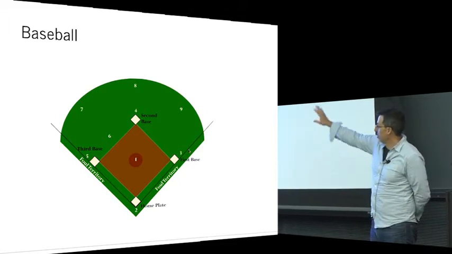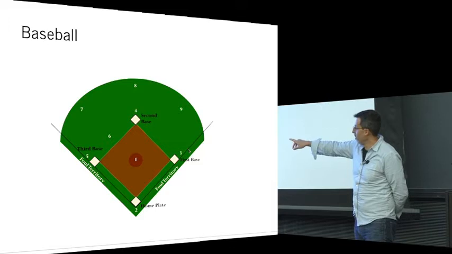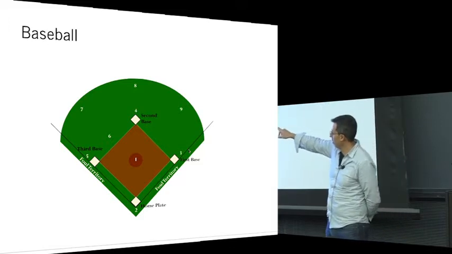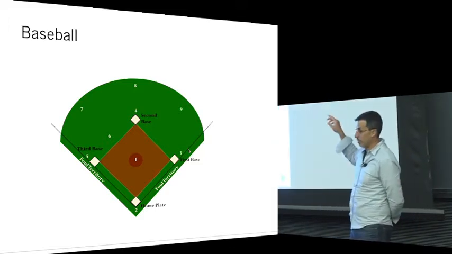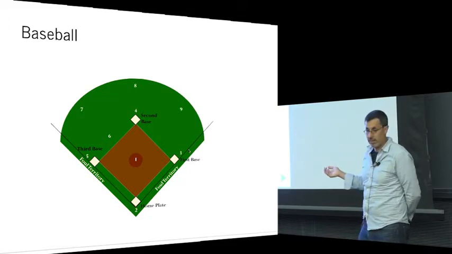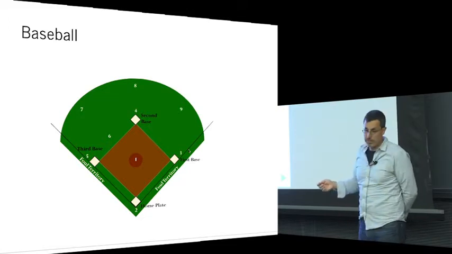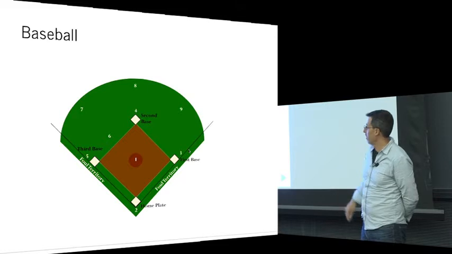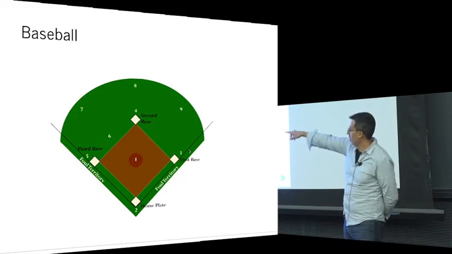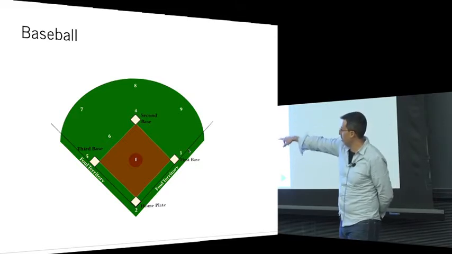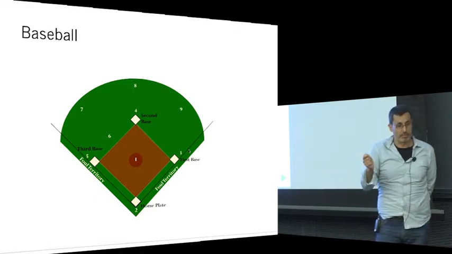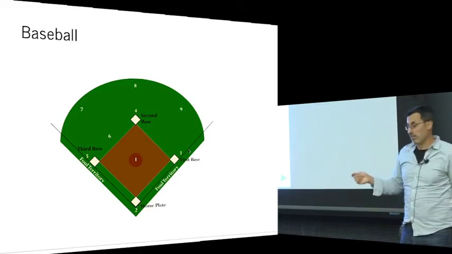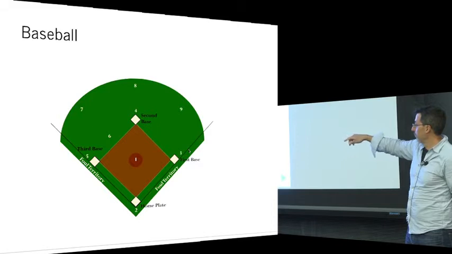And then there's a series of people, little numbers there, 1, 2, 3. Those are the fielders, and they try to catch the ball in the air or tag you before you get to one of the bases. So you want to get to one of those bases and eventually come around. And when you come around, that's what counts. That's a run, when you get all the way around.